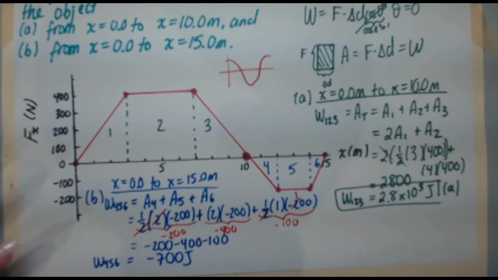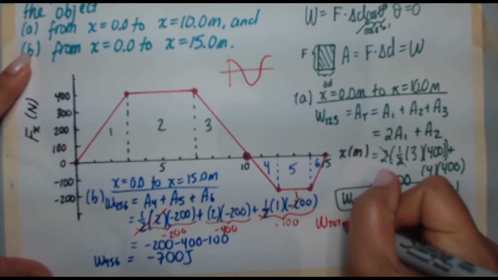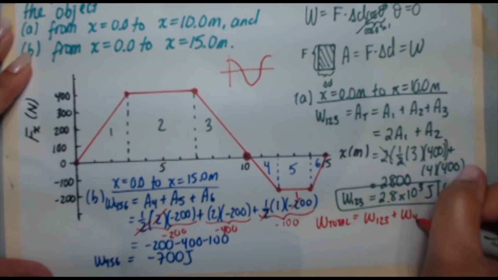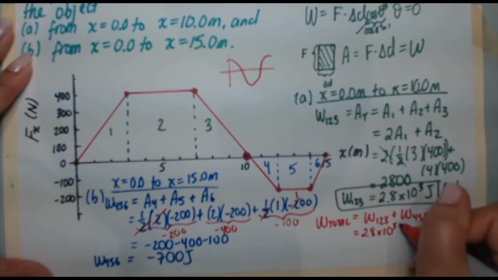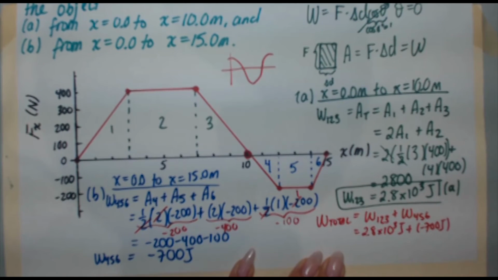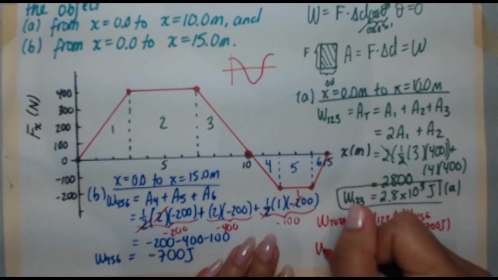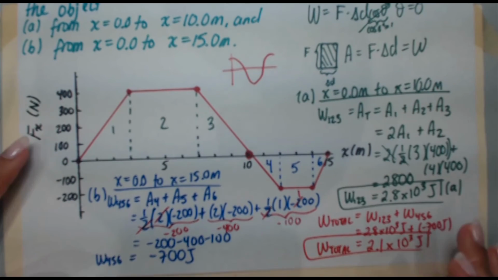Okay, so far so good. Now, to answer part B, we have to add these two numbers together. The total work is equal to work 1, 2, 3 plus work 4, 5, 6. So 2.8 times 10 to the 3 joules plus negative 700 joules. Add those two together. It's not going to make a big difference in the number, but here you go: 2.1 times 10 to the 3 joules. And that is the total work done from 0 to 15 meters.